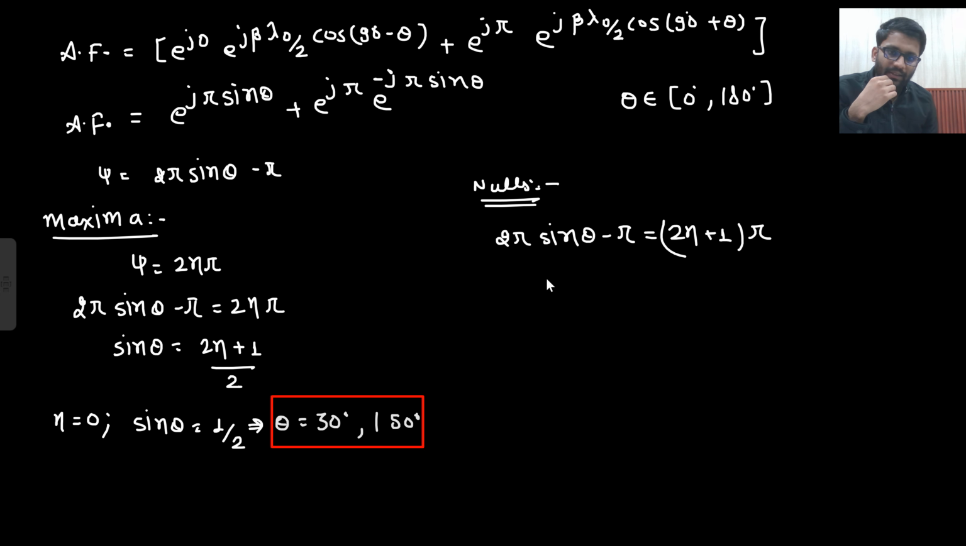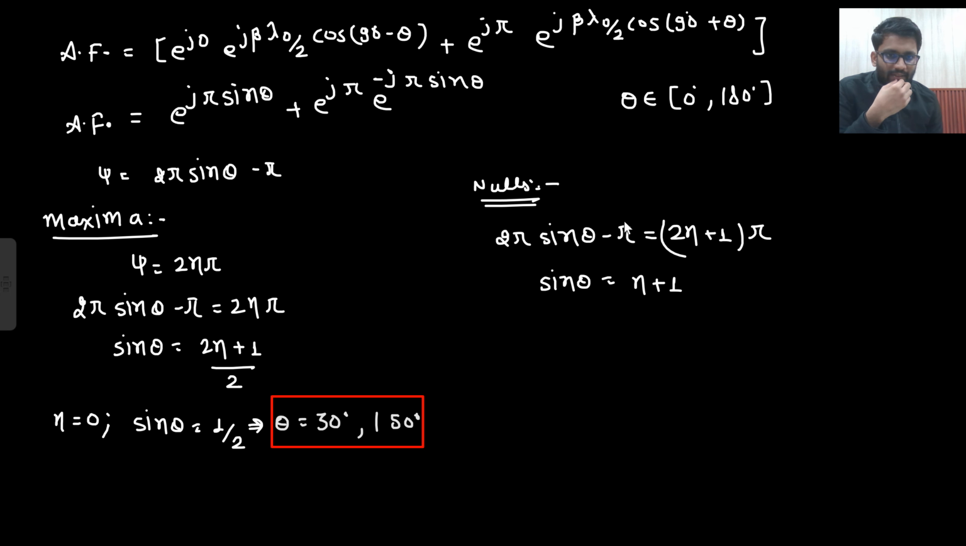So pi and pi are getting cancelled. So sine theta is equal to (2n + 2)/2, so that would be n + 1. Sine theta is equal to n + 1. Did I do it correctly?